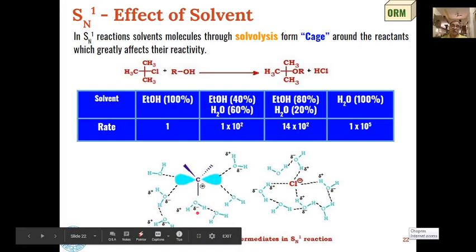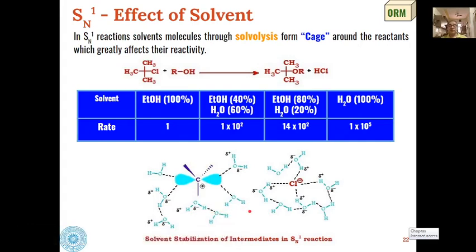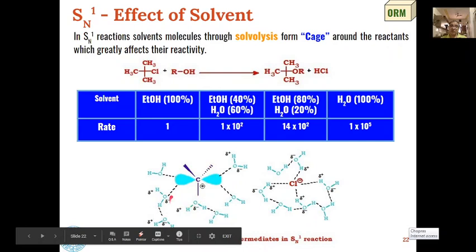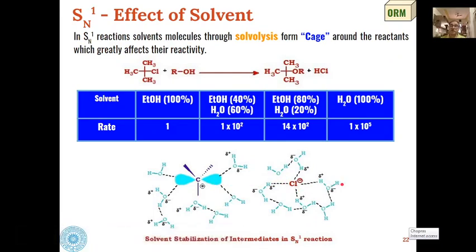So here basically the solvation of the intermediates takes place by hydrogen bonding. So water, because of its dipole moment, will solvate the carbocation in this manner, whereas water will solvate the leaving group in this manner, and because of this stabilization, the rate of reaction will be affected.